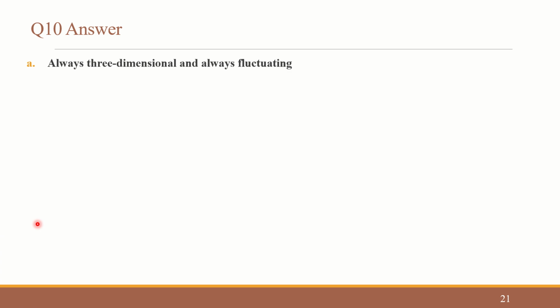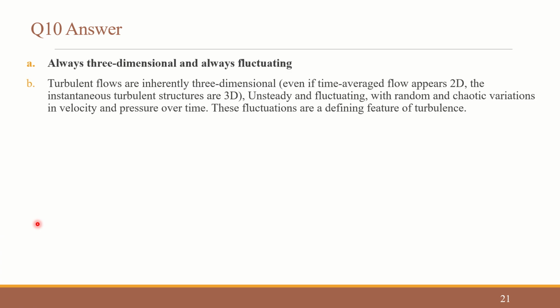First one, always three-dimensional and always fluctuating. Turbulent flows are inherently three-dimensional. Even if the time average flow appears two-dimensional, the instantaneous turbulent structures are three-dimensional, unsteady and fluctuating, with random and chaotic variations in velocity and pressure over time. These fluctuations are defining features of turbulence. So turbulent flows are always fluctuating and always three-dimensional. Even if the time average flow appears 2D, the instantaneous turbulent structures are three-dimensional.